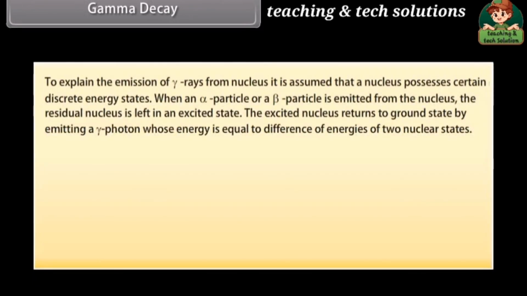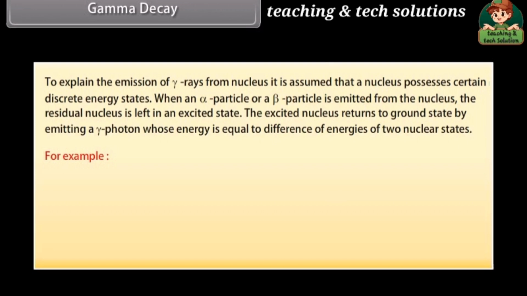Gamma decay. To explain the emission of gamma rays from nucleus, it is assumed that a nucleus possesses certain discrete energy states. When an alpha particle or a beta particle is emitted from the nucleus, the residual nucleus is left in an excited state. The excited nucleus returns to ground state by emitting a gamma photon, whose energy is equal to the difference of energies of two nuclear states.